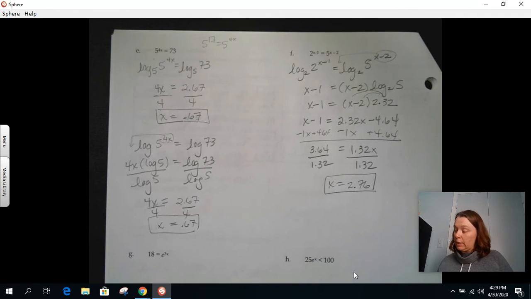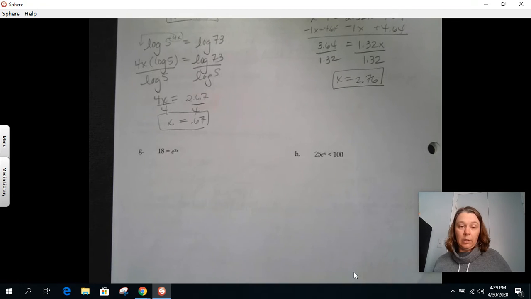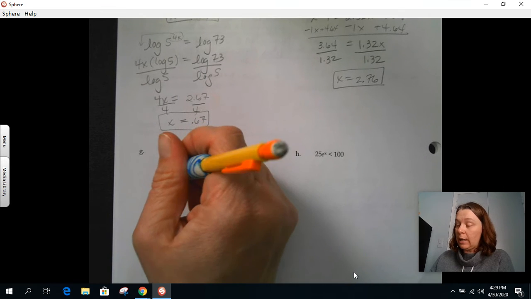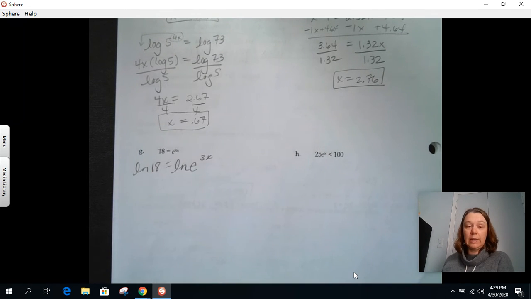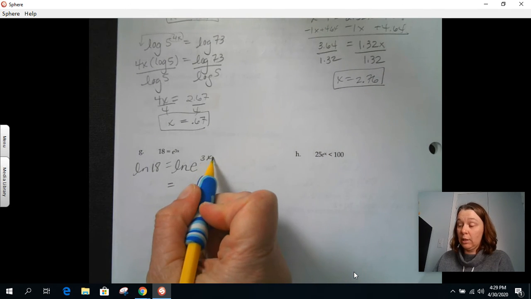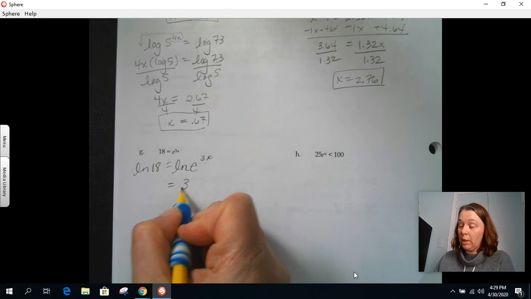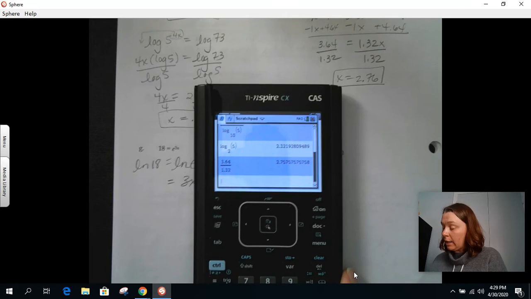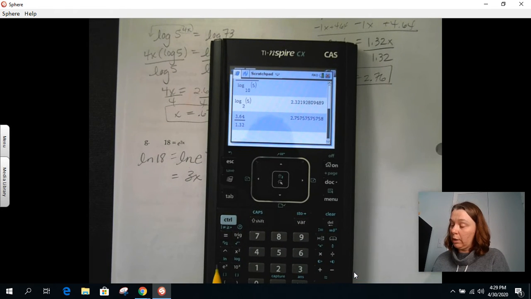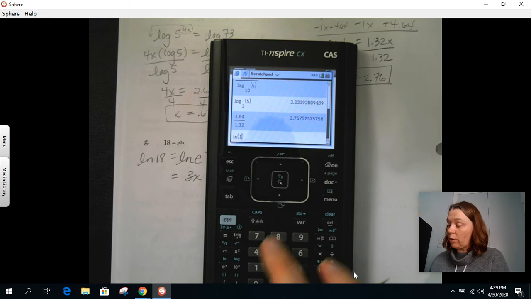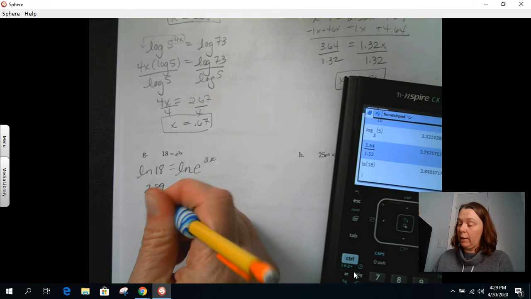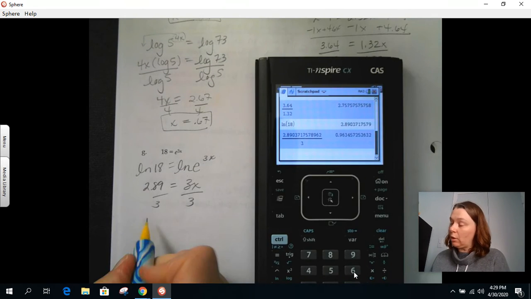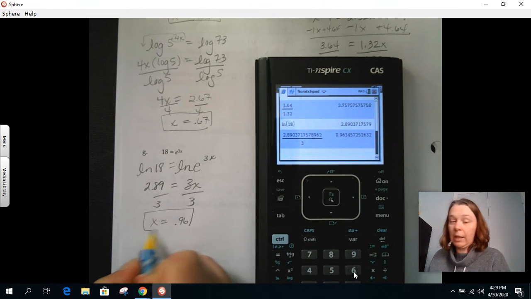All right, so let's take a look at this next one. 18 equals e to the 3x. Remember when the base is e, that's like a natural log, right? It's easiest to take the natural log because natural log is when the base is e. So I have the natural log of 18 equals the natural log of e to the 3x. So we're thinking e to what power is e to the 3x? Well, just 3x. And natural log is here above our e to the x key. So I can just hit natural log of 18 and get 2.89 and then divide by 3. So I'm getting about 0.96 for my answer.